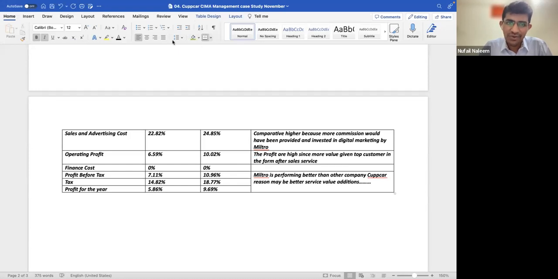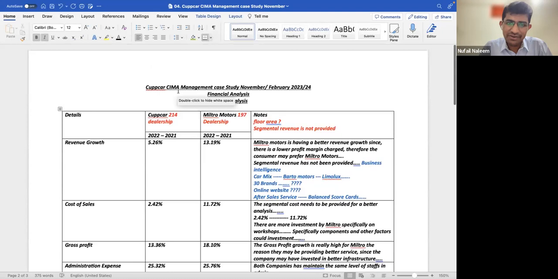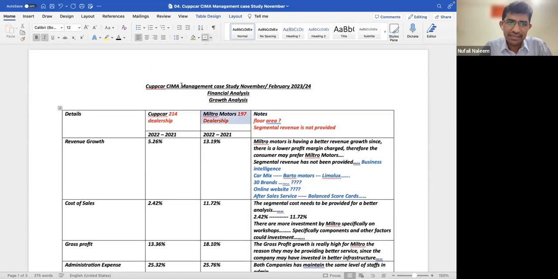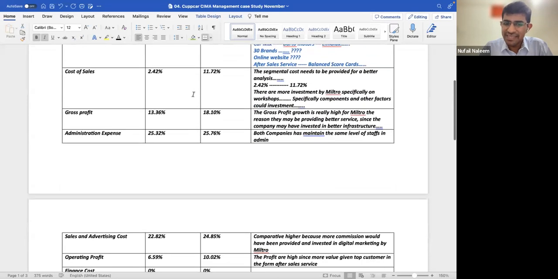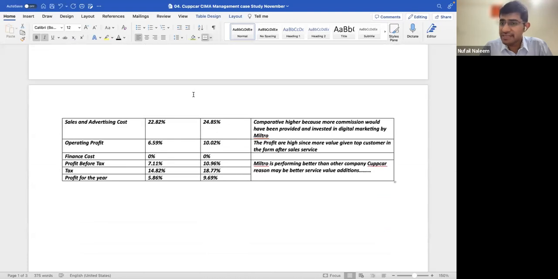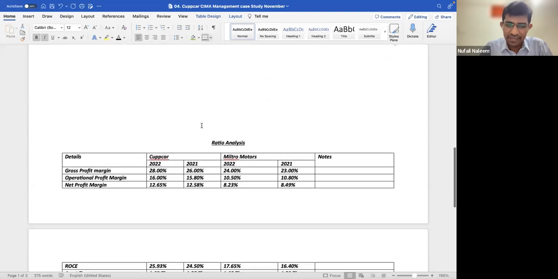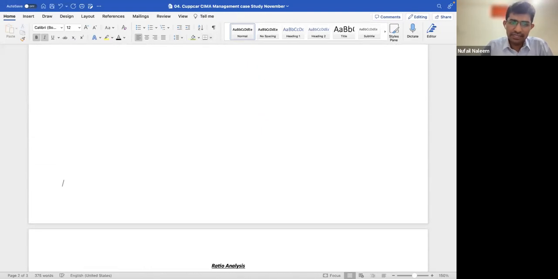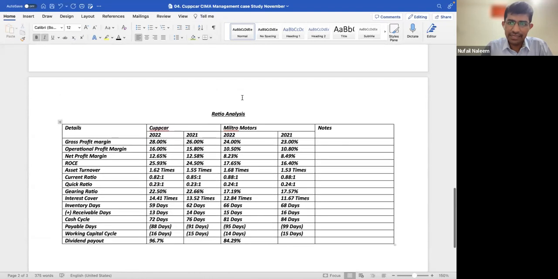So in the race, who won the race at the moment? Miltro won the race. So can I just give Miltro a green color indicator? Yeah, Miltro won the race. So numbers don't lie. Numbers are effectively showing what has happened effectively here. Now, students, let's move on to the next one, that is the ratio analysis.